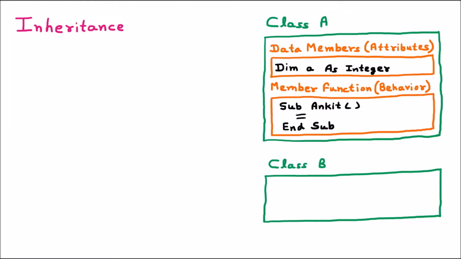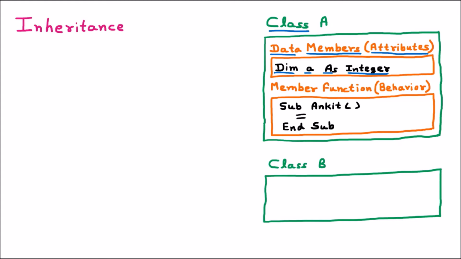Okay, everyone. So now we are learning inheritance. If we talk about the class, the class is the combination of data members and member functions. Whenever we declare any variable, just like Dim a As Integer, this is the variable declaration. This variable declaration is called a data member, meaning the declared variable is a member and it is containing some data. That's why it is called a data member or an attribute.